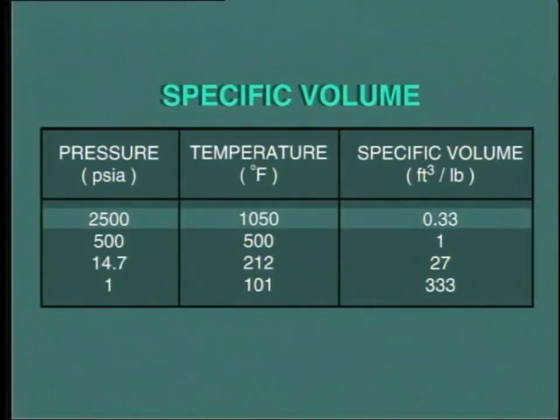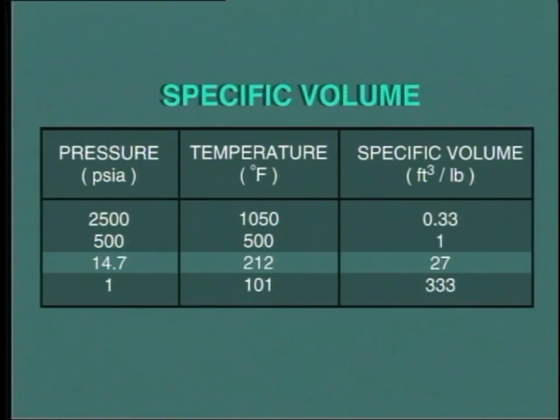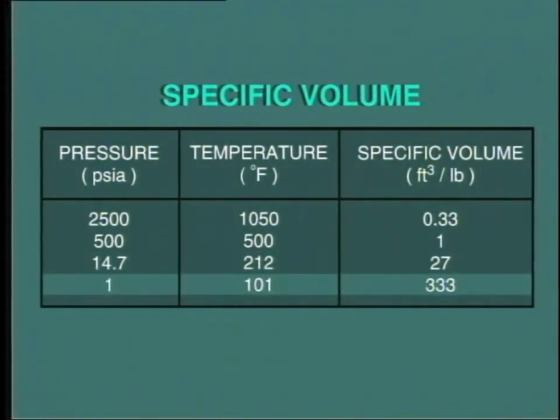1 pound of steam at 2,500 psia and 1,050 degrees Fahrenheit occupies a space of 1/3 of a cubic foot. At 500 psia and 500 degrees Fahrenheit, the specific volume is 1 cubic foot. At atmospheric conditions, the volume occupied by 1 pound of steam is 27 cubic feet. And in the case of a condensing turbine, where we have steam exhausting at, say, 1 psia, the specific volume is 333 cubic feet per pound.